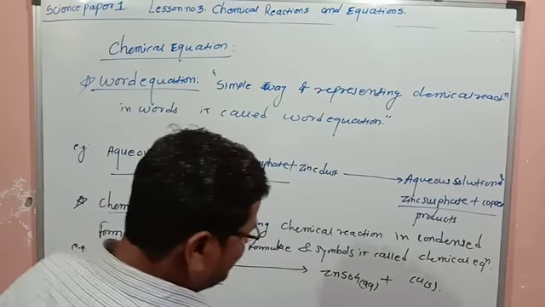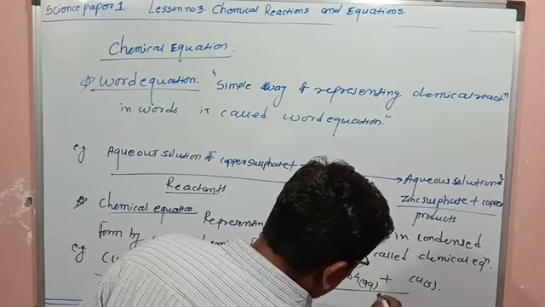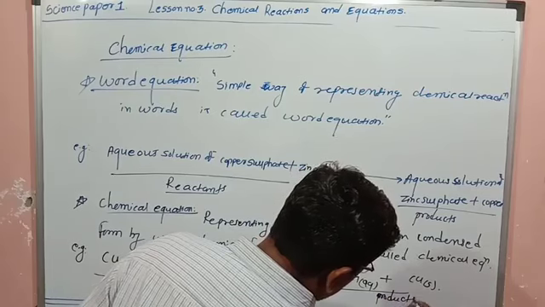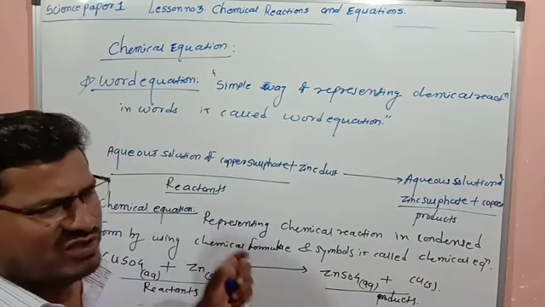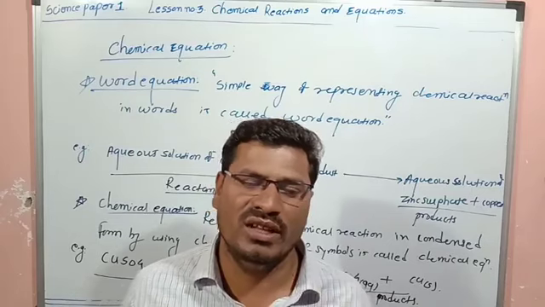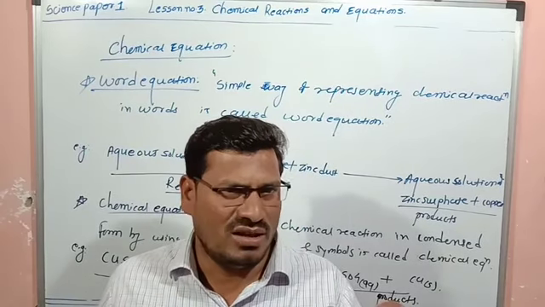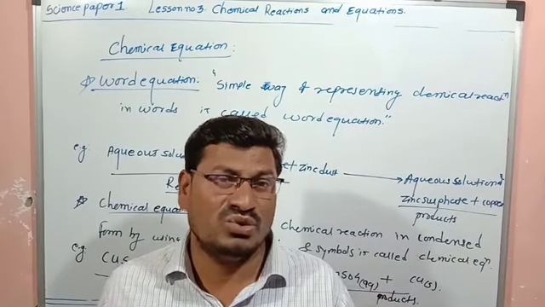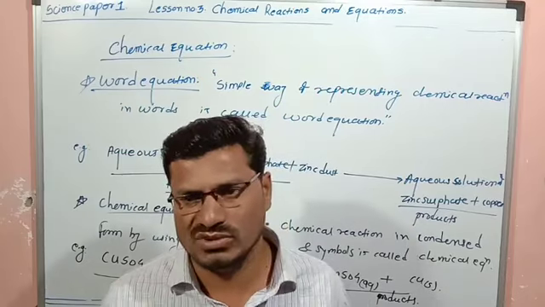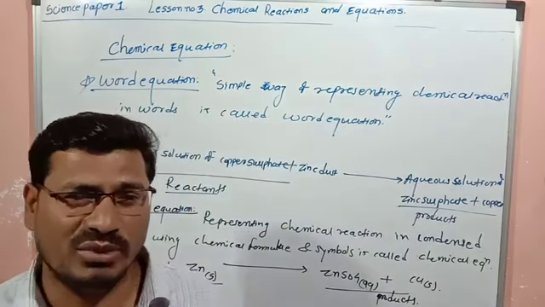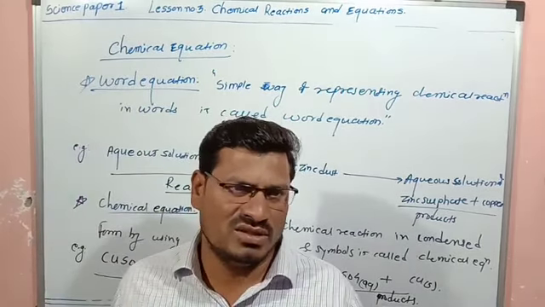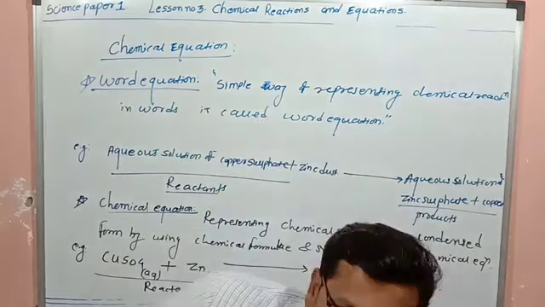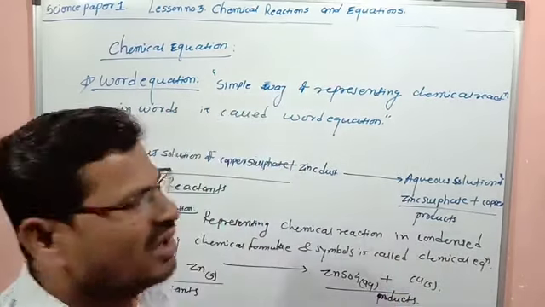And here ZnSO4 and Cu, these are the products. So after this, the next point we are going to learn is: what are the sign conventions to write the chemical reaction? Sign conventions to write the chemical equation or chemical reaction.